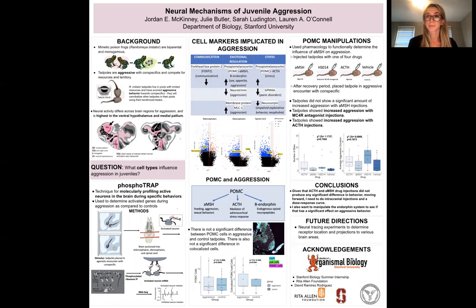Today, I'll be talking about my project on the neuromechanisms of juvenile aggression. So first, I'll be talking about the model species that I work with. For this project, I've used Ranitomeya imitator, also known as the mimic poison frog. These frogs display a number of characteristics that make them a good model species to work with.